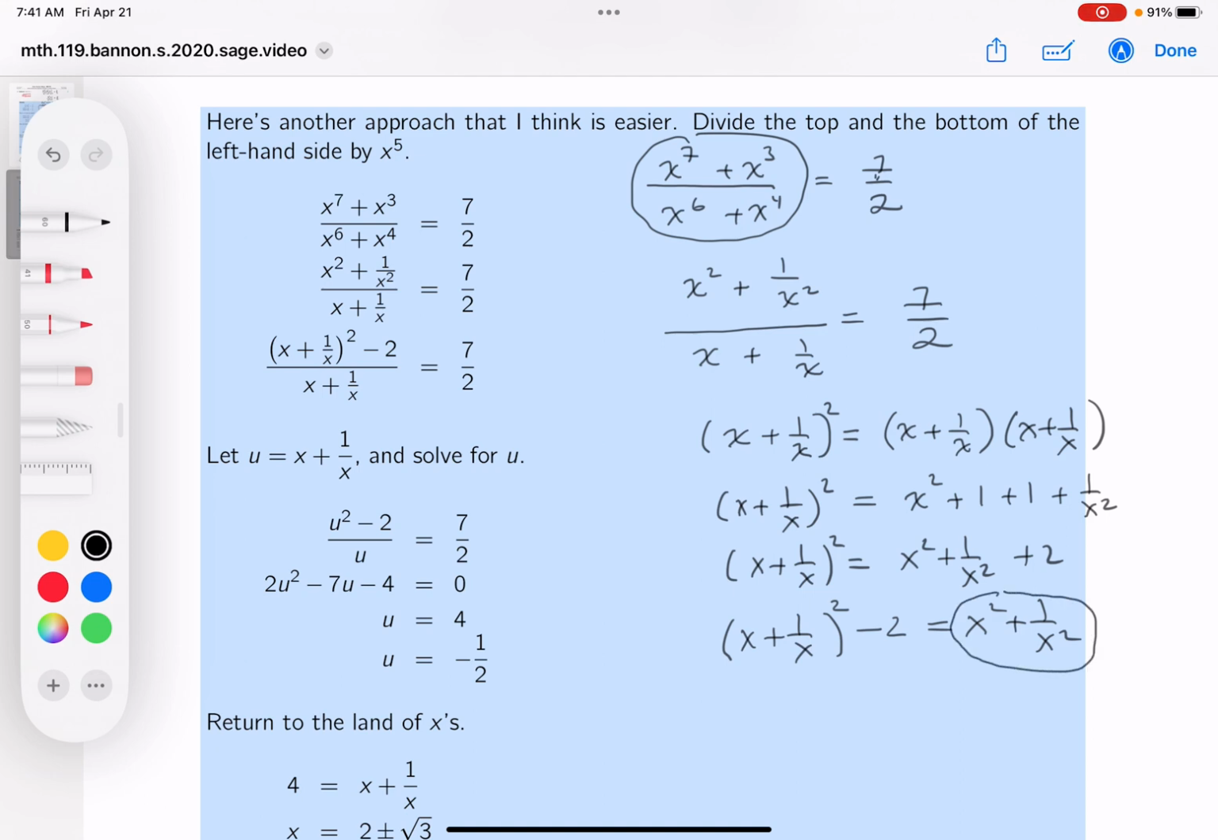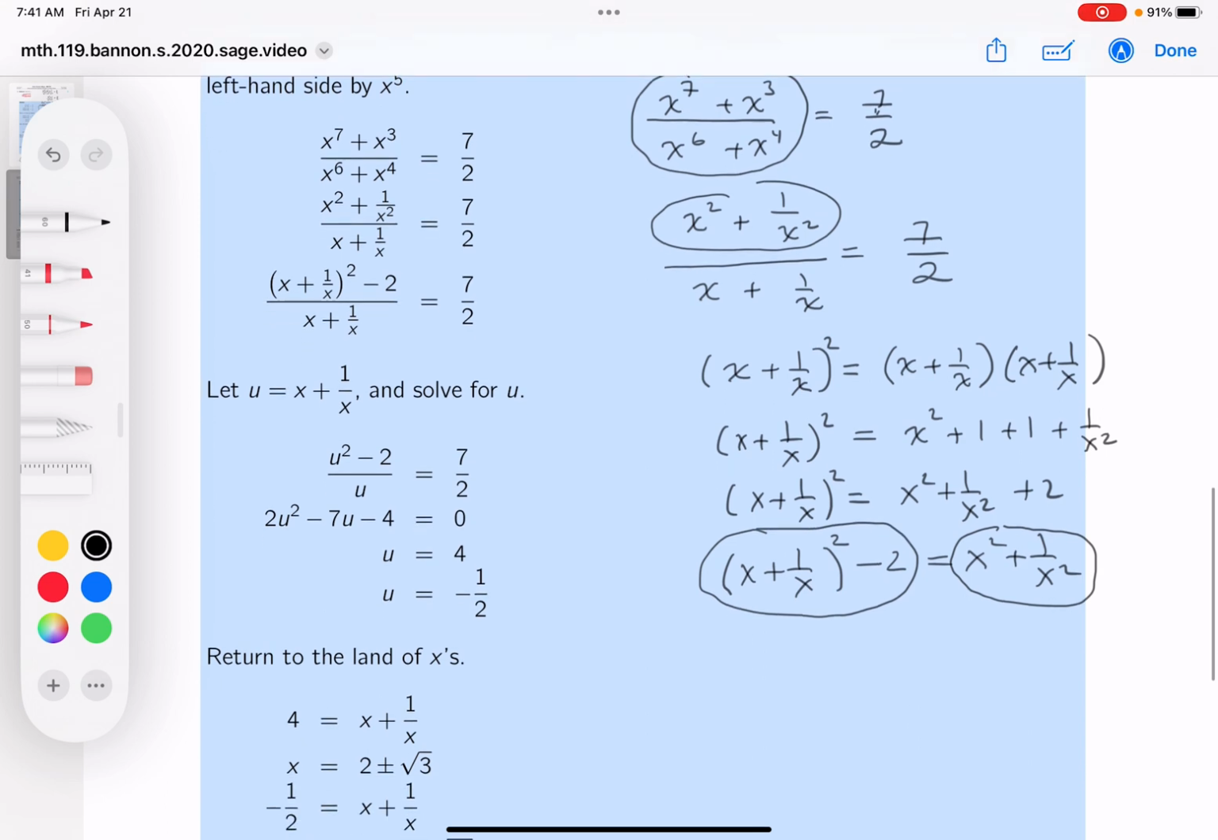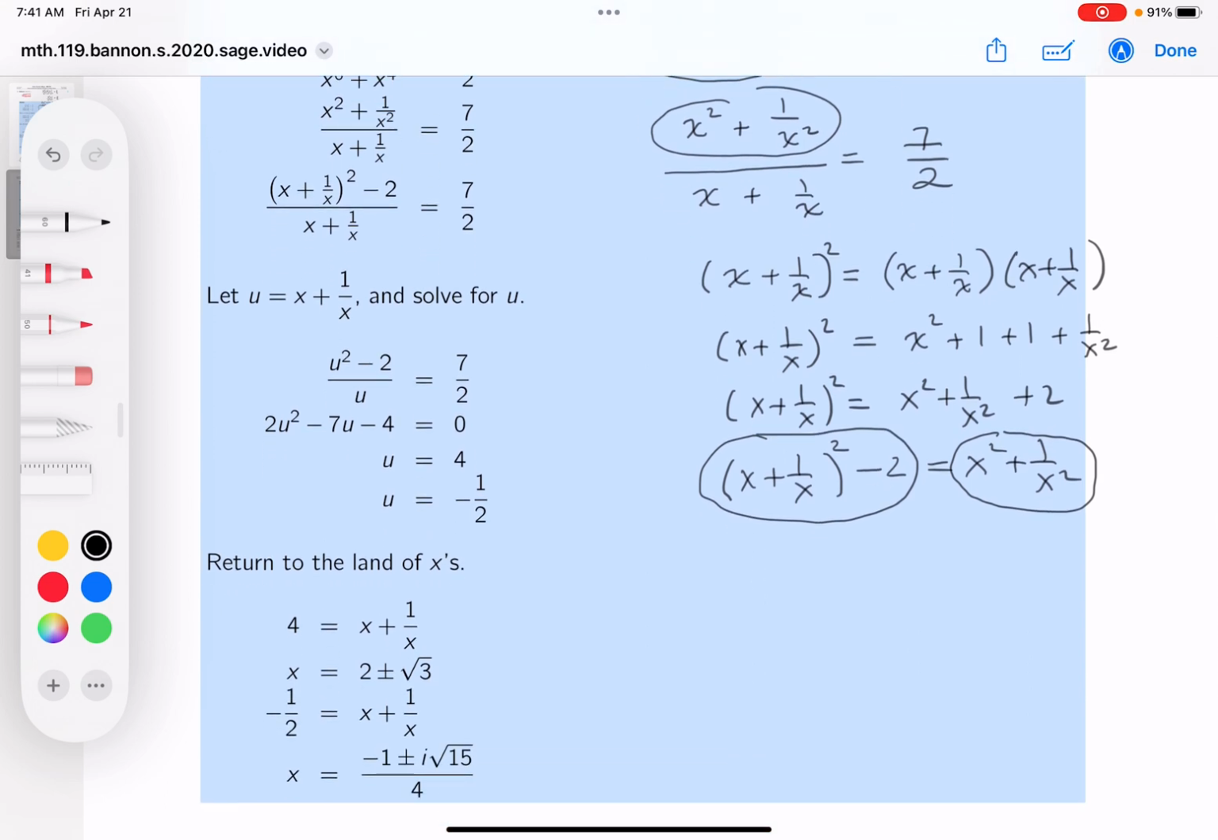Right, I see that in the problem, by the way. I see it right over here. And instead of writing that over again, I'm going to write this down. So really what I'm doing is just rewriting it, and I'm hoping to see something nice. And what do you see there? You see x plus 1 over x, quantity squared, minus 2 times x plus 1 over x, I'll put that in parentheses now, is equal to 7/2.